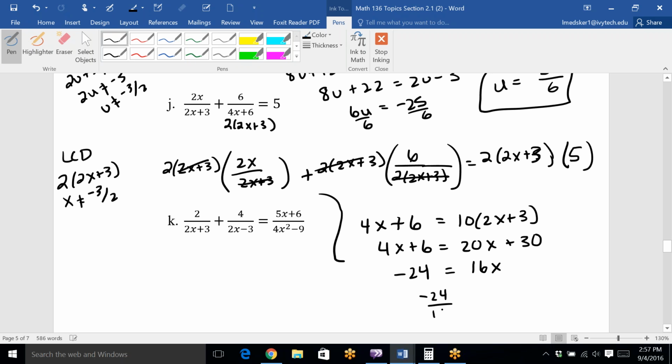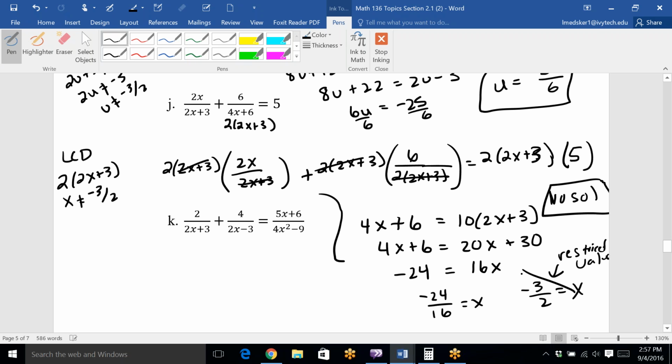Divide negative 24 by 16. Those are both divisible by 8. That actually turns into negative 3/2. That is a solution that does not work. This is our restricted value. So that means we throw it all out and we say that this one actually has no solution. So if you ever get that restricted value as your solution after working, you don't have a solution to your equation.